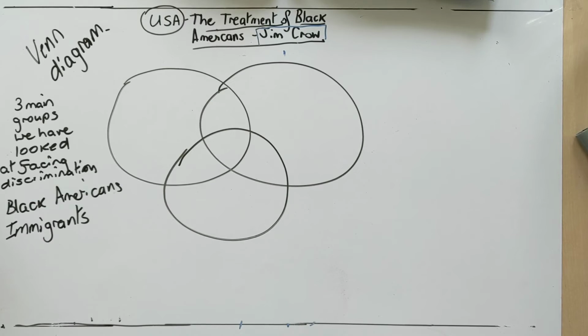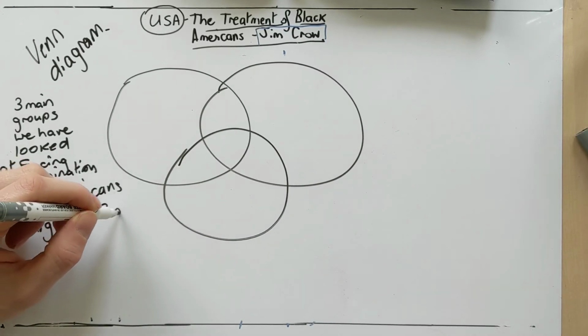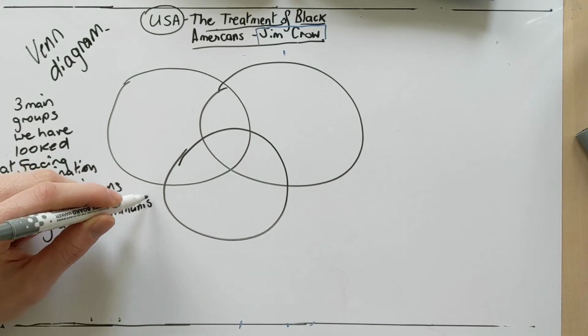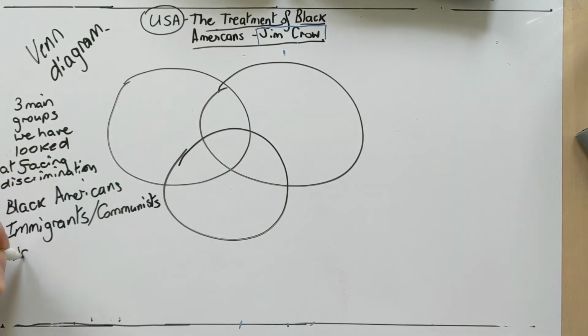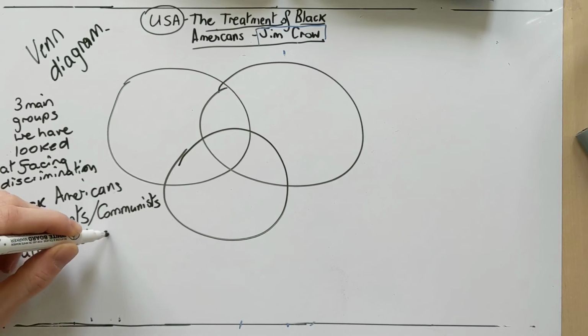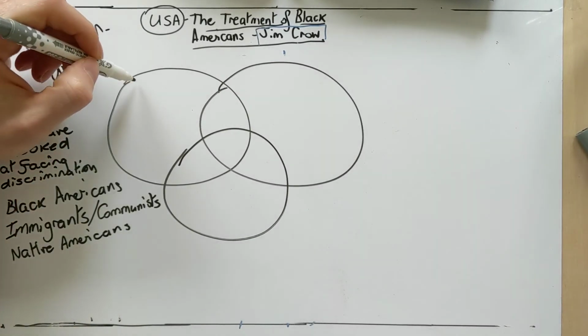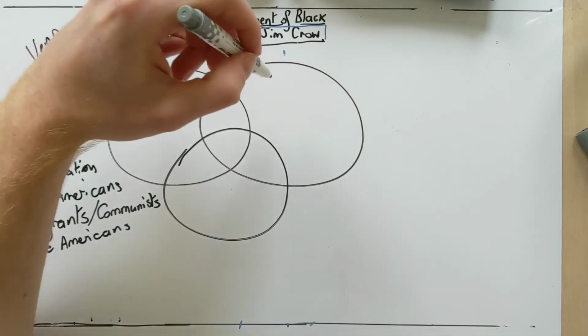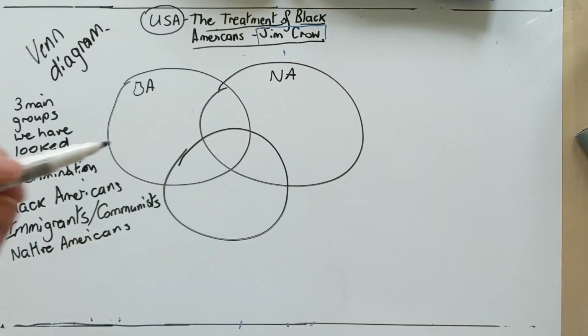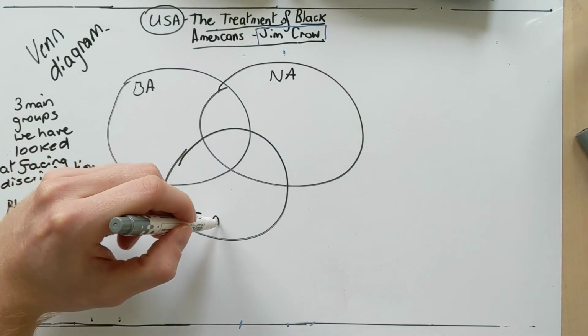Actually, there's 4 really, but it's tricky to do with all of them. We'll put immigrants and communists together, not that they are the same, and Native Americans. Okay, so the 3. So I might just put BA here, that's not the airway, NA here, and then I might just put COM here.